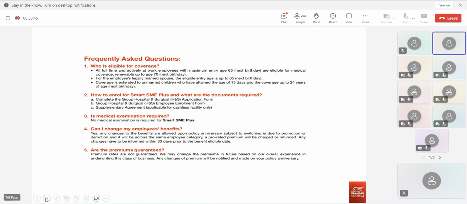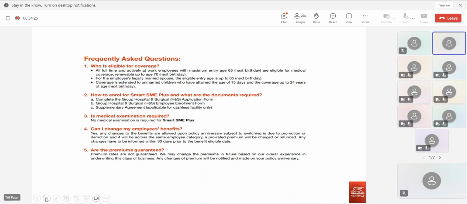Can I change my employee benefit? Yes, any changes in the benefit are allowed upon policy anniversary. Meaning let's say this year you already signed up for plan 3. Can you move to plan 4? You can, upon the anniversary, meaning at the end of the year. But if you want to change anything, you have to write to us and notify us, with at least 30 days' notification period.